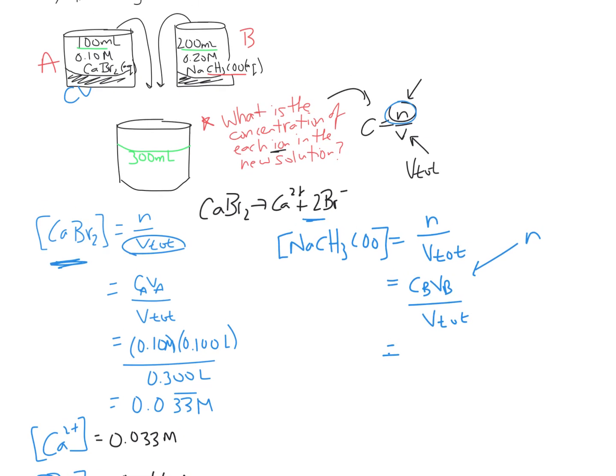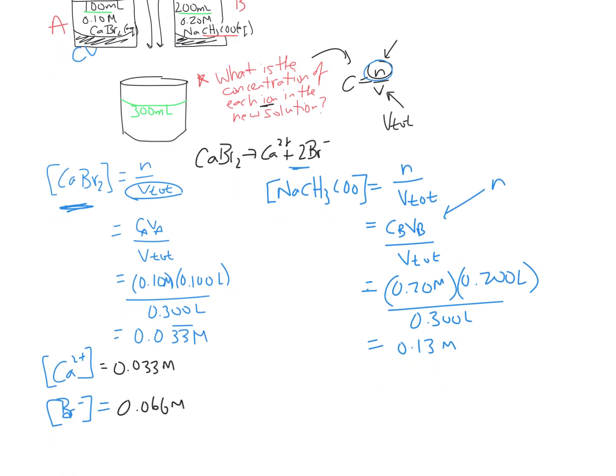So the initial volume was 200 and the initial concentration was 0.2. 200 is 0.2 liters, divided by 300 milliliters. You get 0.13 moles per liter is the new concentration of that salt after dilution.